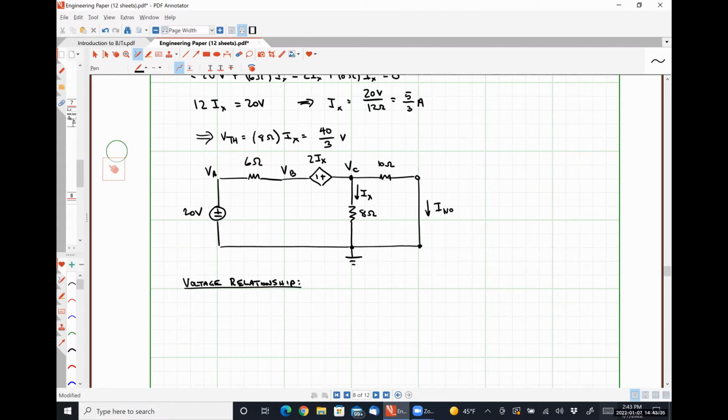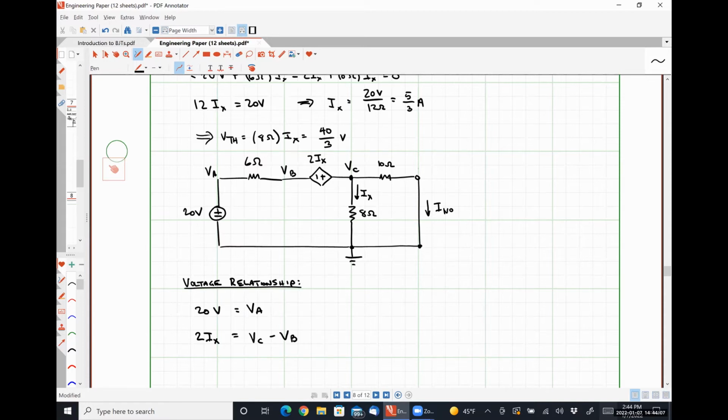Nick, would you mind helping me out with those voltage relationship equations? So let's start with the 20 volt source. How does the 20 volt source relate to our nodal voltages? Equal to VA, absolutely right. And then we have our 2IX voltage source. How does it relate to our nodal voltages? VC minus VB, absolutely correct, thank you.